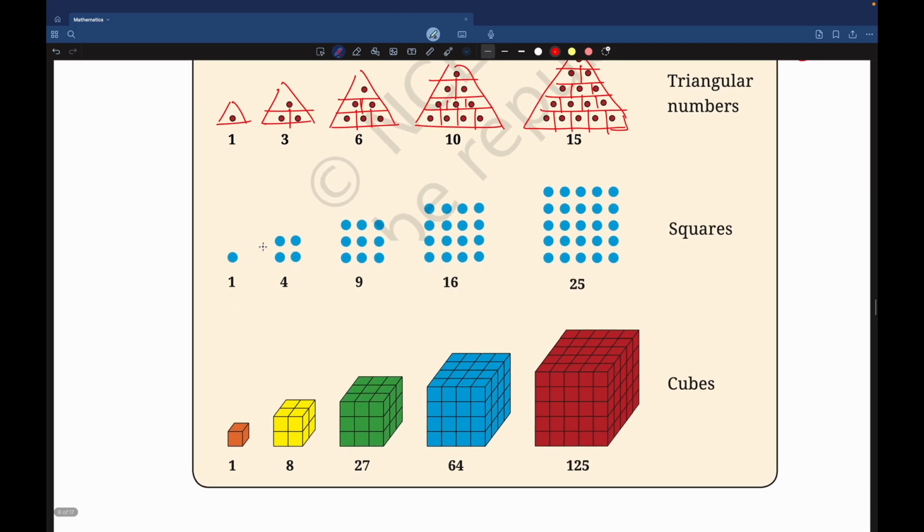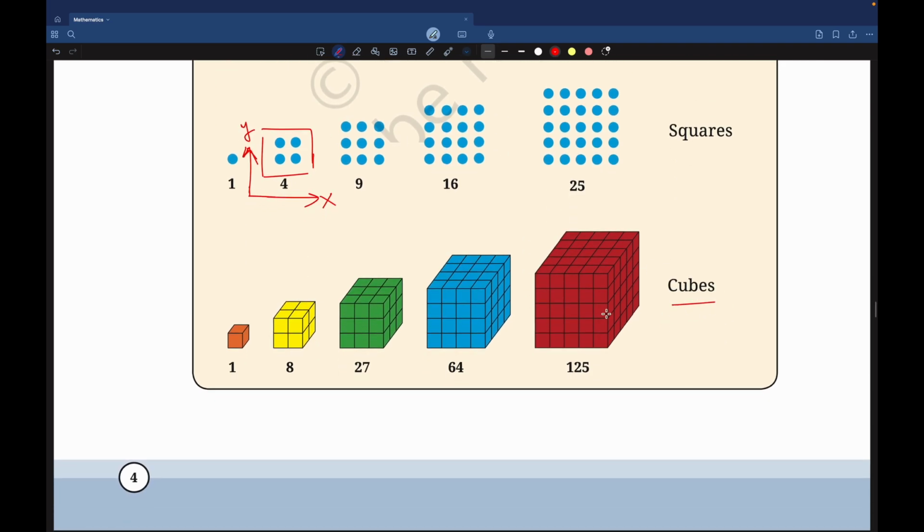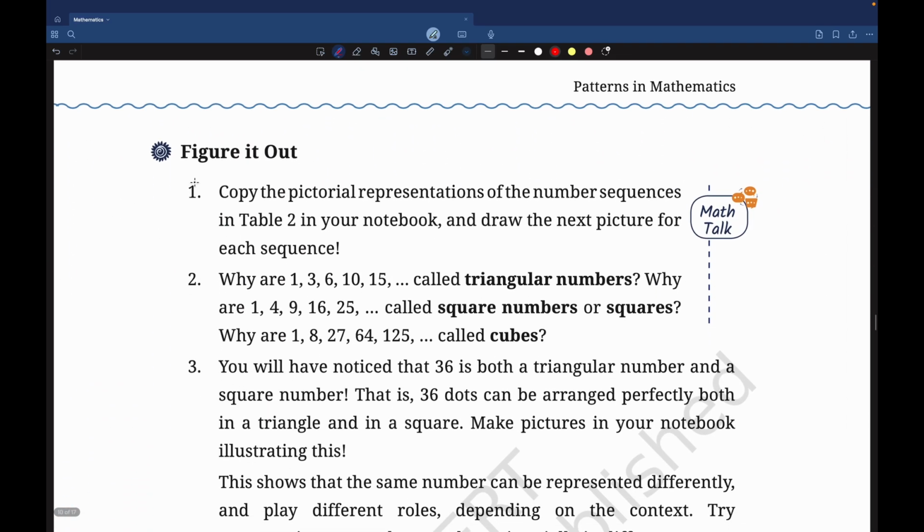Then these are squares in 2 dimensions. We can see there are 2 dimensions, x and y. If we define the numbers graphically, this is x and this is y. And if we define cubes, then these are in 3 directions, x, y, and the third direction, z. This is the z direction, this is the x direction, and this is the y direction. Let us solve this, figure it out.